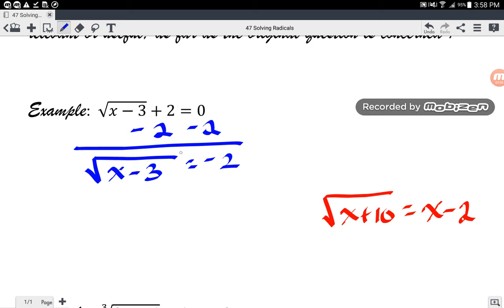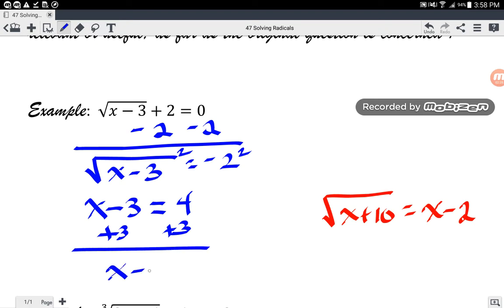Apply the power rule or square both sides. On the left-hand side, square and square root cancel each other out, so I'm left with x minus 3. On the right-hand side, when you square negative 2, you get positive 4. To get x by itself, you add 3. And there's my answer, x equals 7.